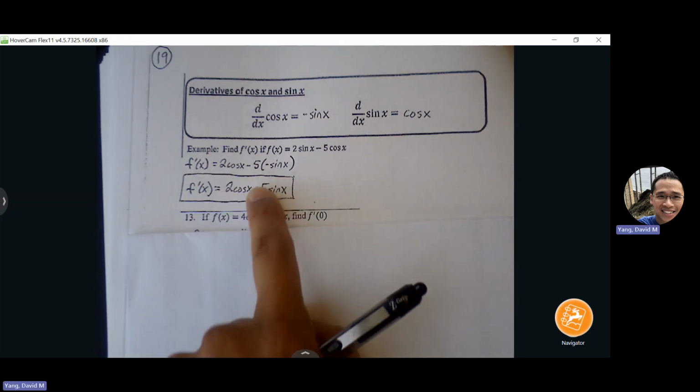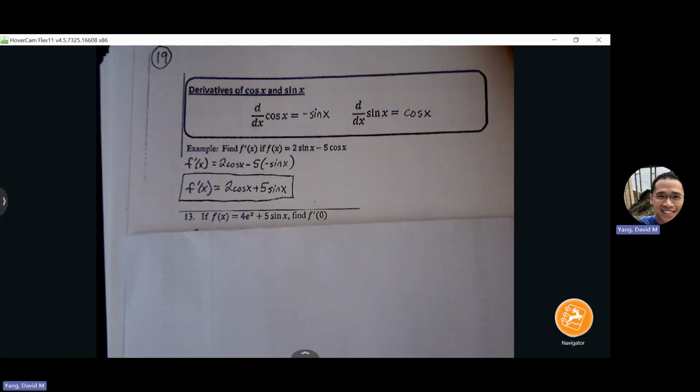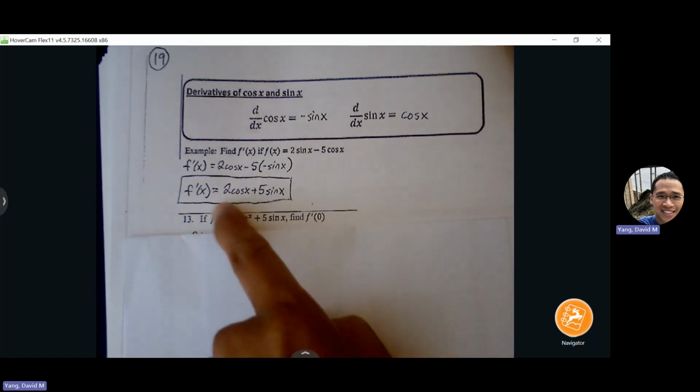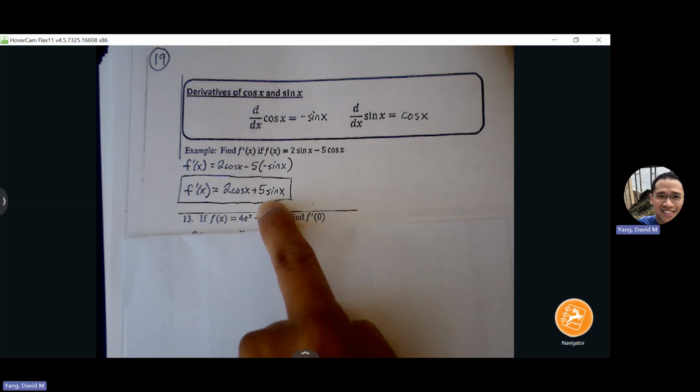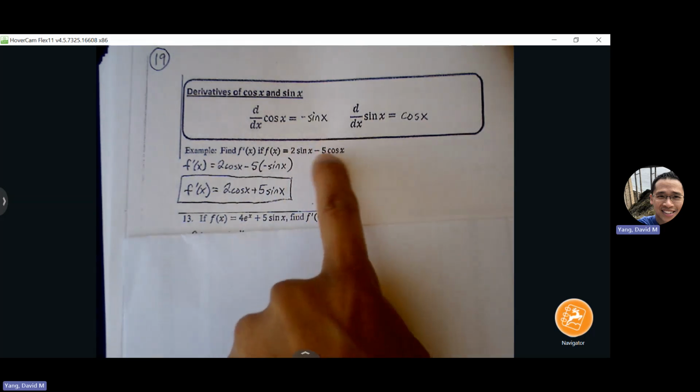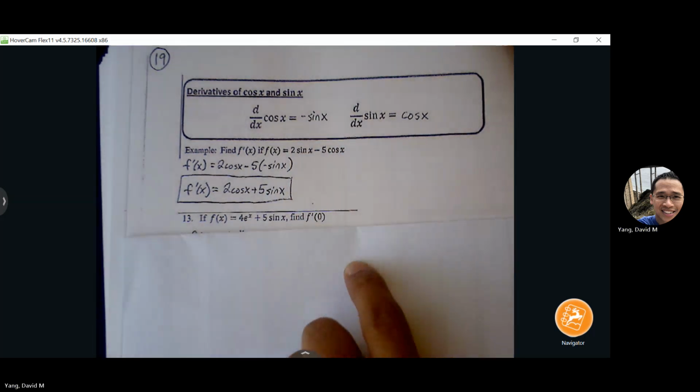Right, everybody good here? 2 sine x becomes 2 cosine x. Cosine x becomes a negative sine x. The 2 negatives become positive. So this derivative is describing how the slope is changing on this original graph, whatever this graph looks like.